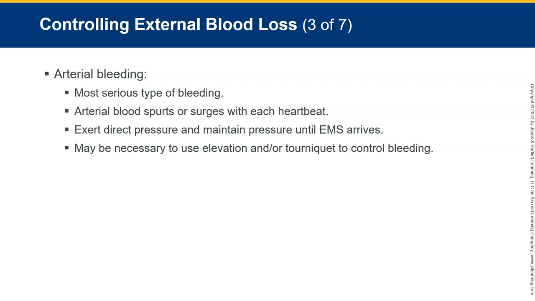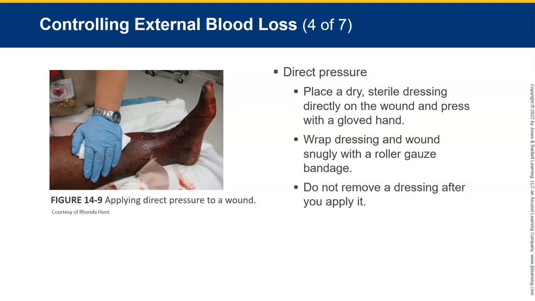So that's our most serious type of bleeding. Arterial blood spurts or surges with every heartbeat. Unchecked arterial bleeding can obviously result in death because it's a loss of blood in such a short time. So we need to make sure that we're putting on direct pressure and maintain pressure on the site until EMS arrives. You may need to put a tourniquet on that, or you may need to elevate it, all depending upon how serious this is and how you're able to control it.